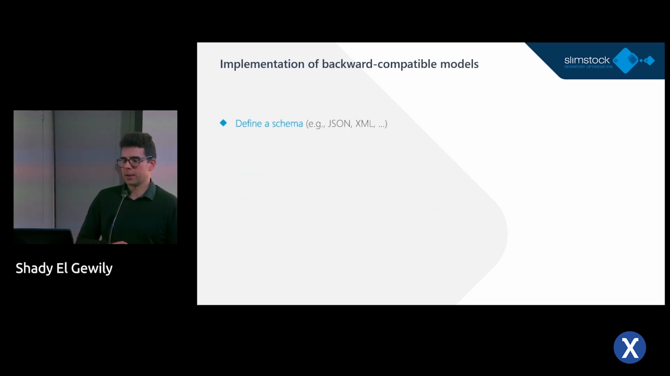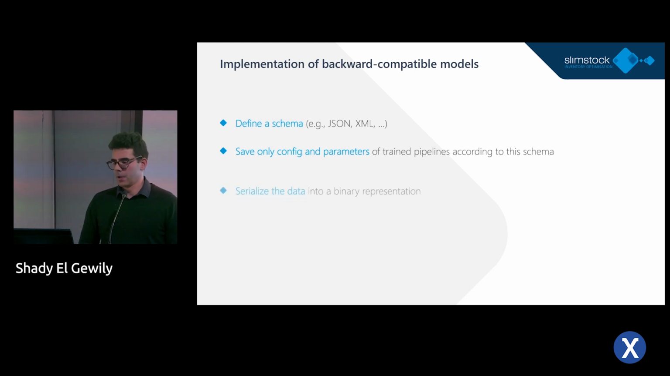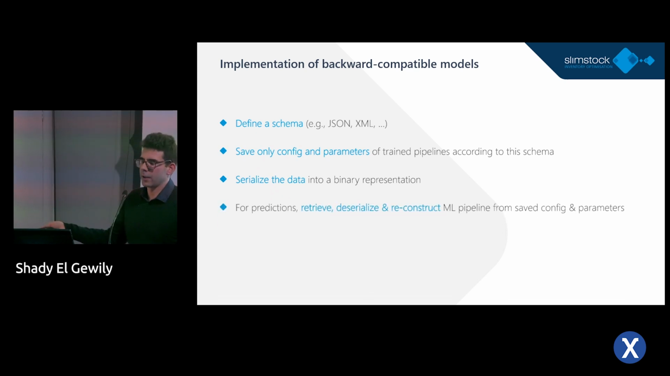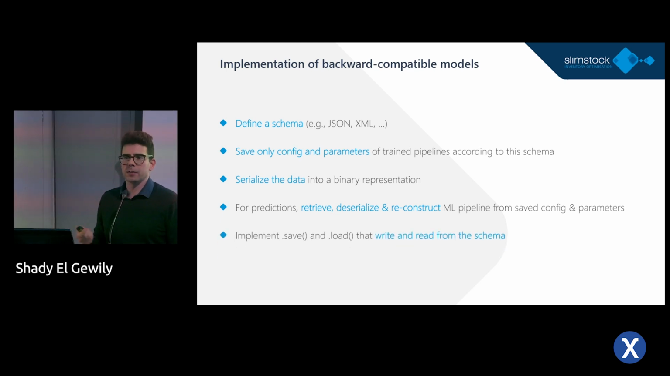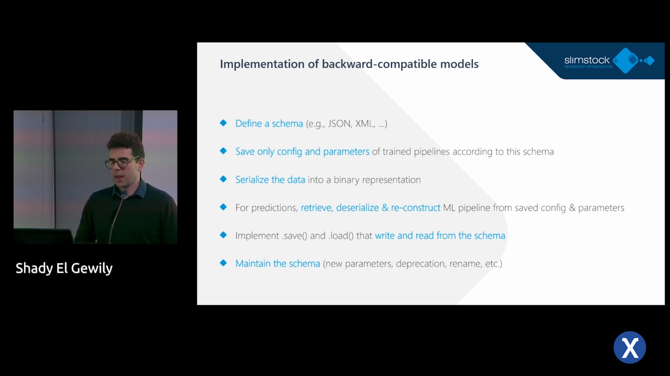And you can make that work, and that's how the libraries do it, roughly. You define a schema, so that could be JSON or XML or whatever. And then you save the specific model parameters that are trained to that schema. Because you know the schema, you know how to serialize and deserialize it. So when you are trying to make predictions, you retrieve the saved object, deserialize it, and use it to reconstruct a pipeline from the trained parameters. And then you implement a save and load method that reads and writes to that schema. And then you maintain the schema.